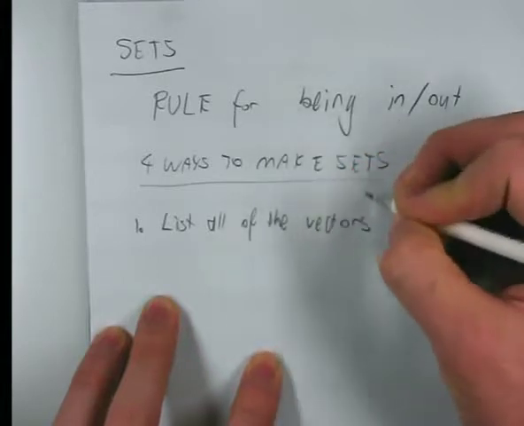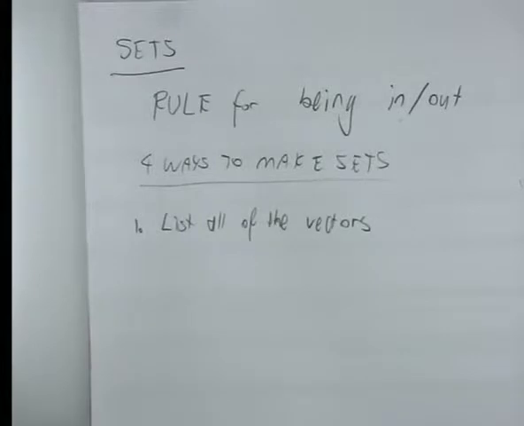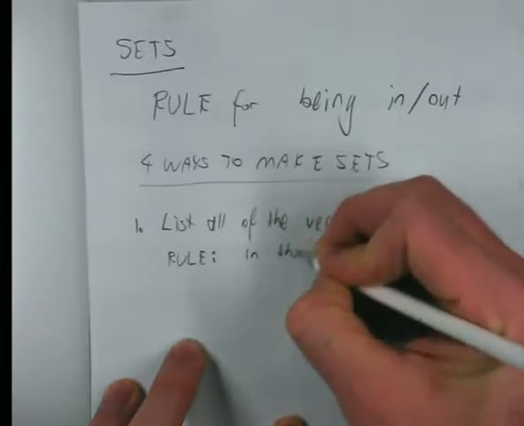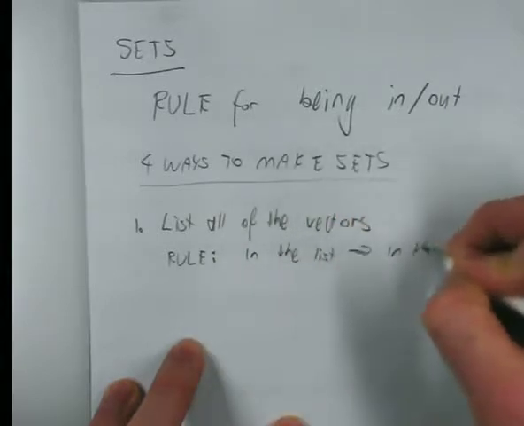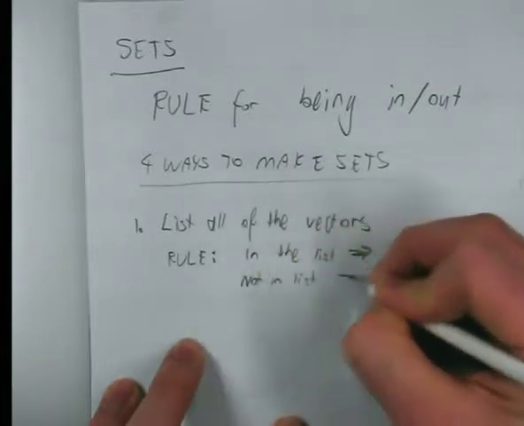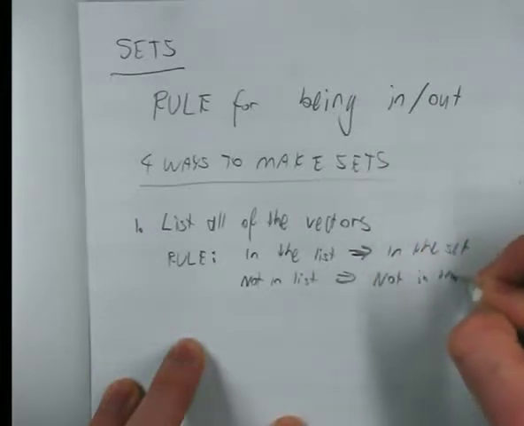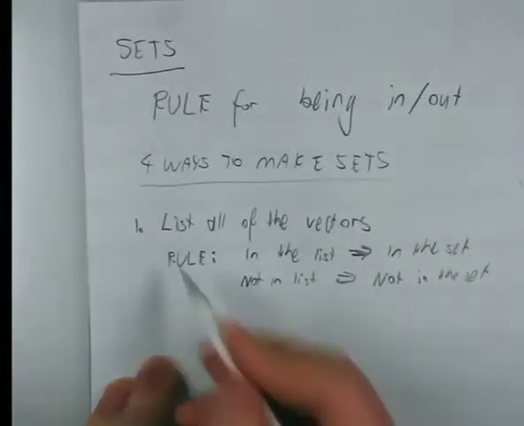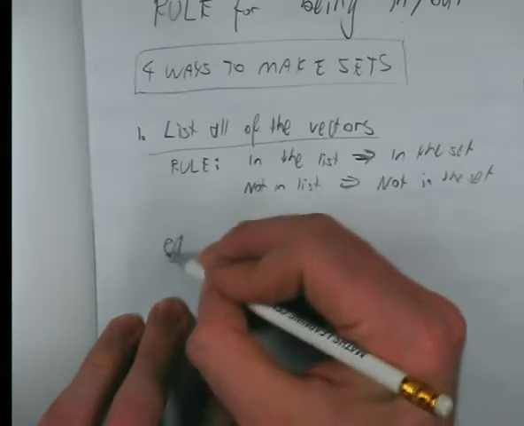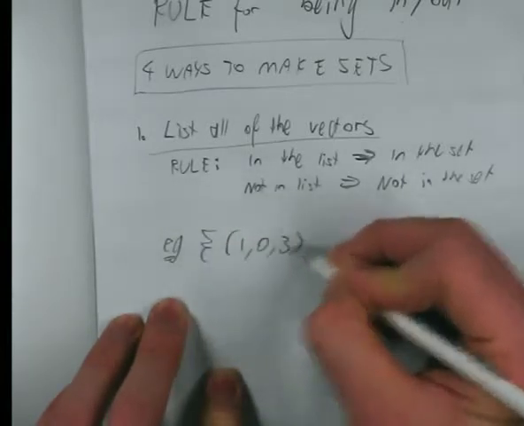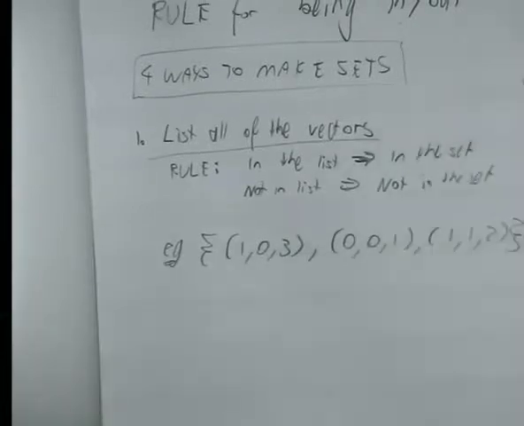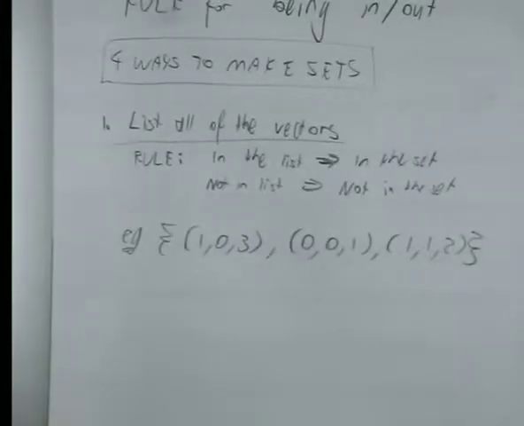We'll do them as vectors, i.e. points. And so your rule is: in the list means in the set. Not in the list means not in the set. That's fairly basic. Okay, so for example, that is a set that's constructed by just listing the things that are in the set.